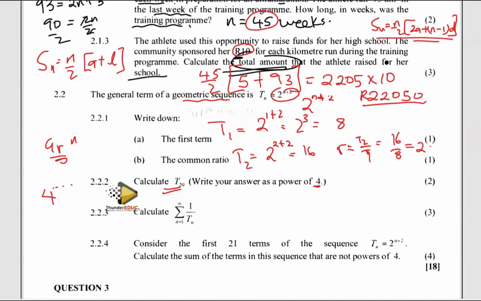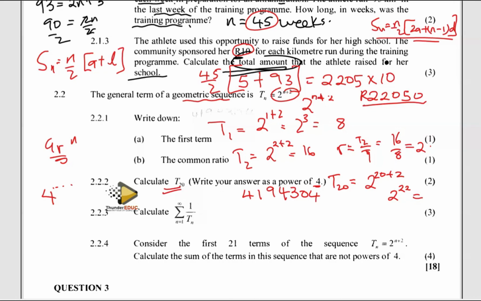So let's substitute n with 20. Meaning T20 is going to be 2 to the 20 plus 2, which means 2 to the exponent of 22. When you simplify that, 2 to the exponent of 22, we get a very big number. I'm having 4194304. Okay. Now, how do I express this as a power of 4?